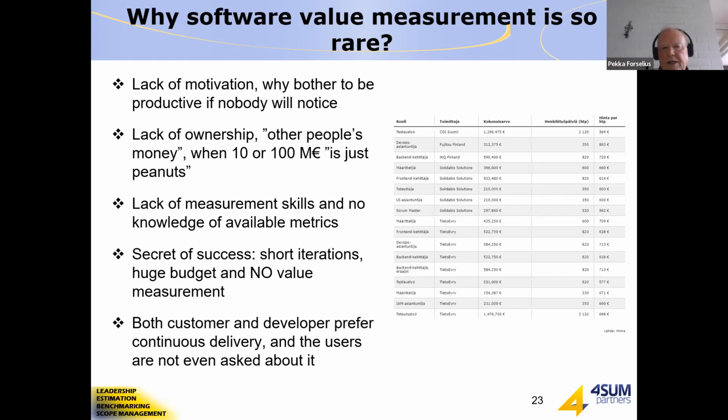A secret of success in agile development is short iterations, huge budget, and no value measurement. So then you cannot fail. On the right part of this slide is a team of 22 people hired by a public insurance company in Finland, telling how much they are going to pay, and they come from 5 different companies and so on. So they will hire 22 people, but they don't yet know what they will develop. I know what they will pay, and I know how long it will take, but there is no idea what this team is going to develop.